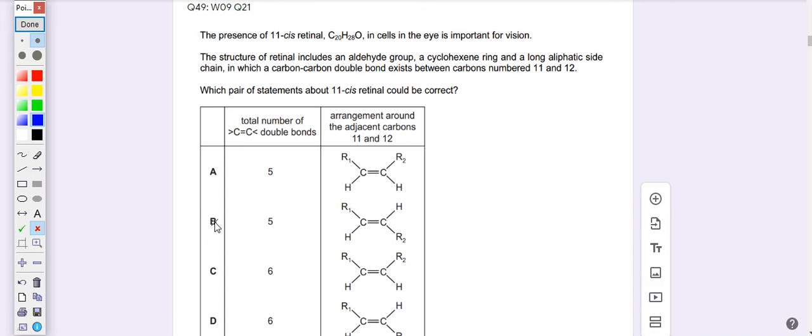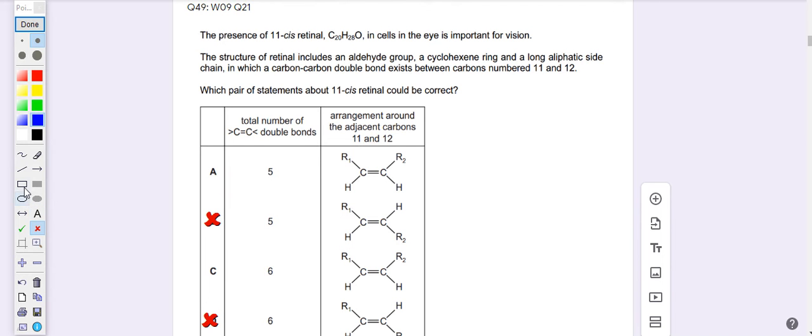B is the opposite. This should be trans. D is also opposite, so it should be trans. Now the possible answer is A or C. The only difference between A and C is how many double bonds. A says 5, C says 6. So we have to draw the structure, propose a structure for this 11-cis retinol.